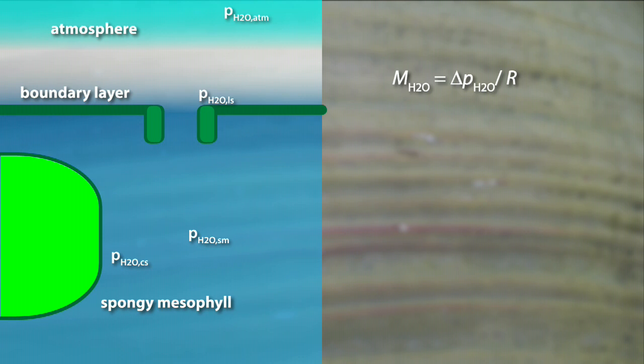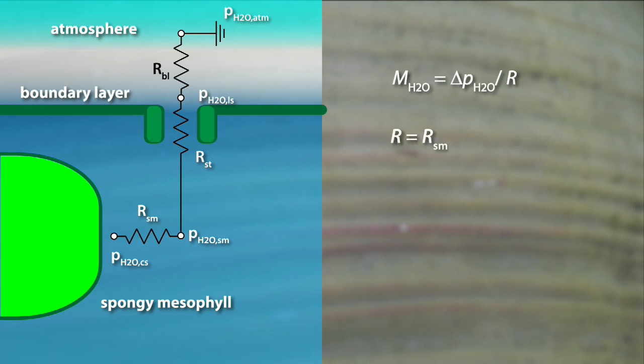That resistance can, in turn, be broken down to the sum of a series of subsidiary resistances that correspond to the distribution of water vapor partial pressure. From the cell surface to the spongy mesophyll, R sub SM, through the stomata, R sub ST, and then finally through the boundary layer, R sub BL. The total resistance to water vapor loss will be the sum of these three resistances.